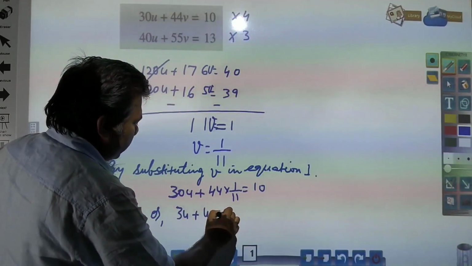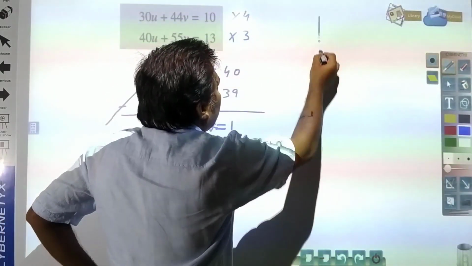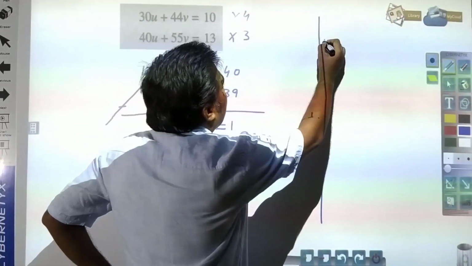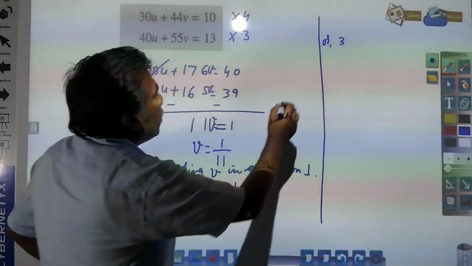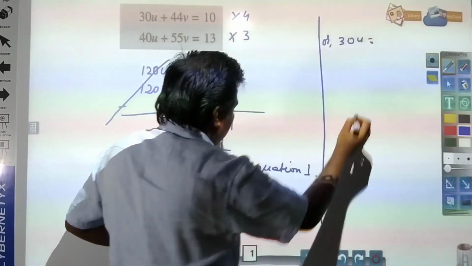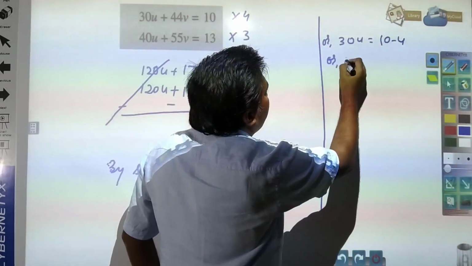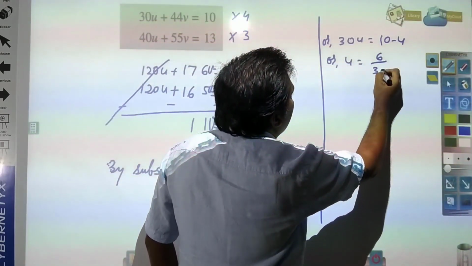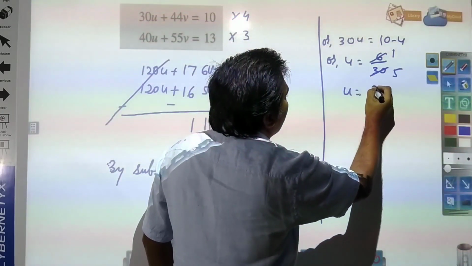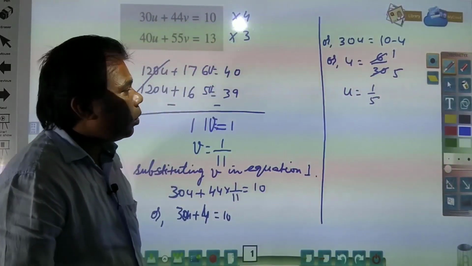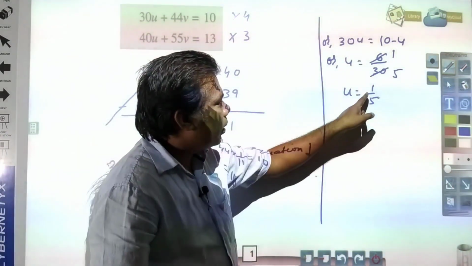plus 4 is equal to 10, and you will get 30u is equal to 10 minus 4, or you will get u is equal to 6 by 30, 6 1 is 6, 6 5 is 30, and u is equal to 1 by 5. So here you see v you have got 1 by 11, u you have got 1 by 5.